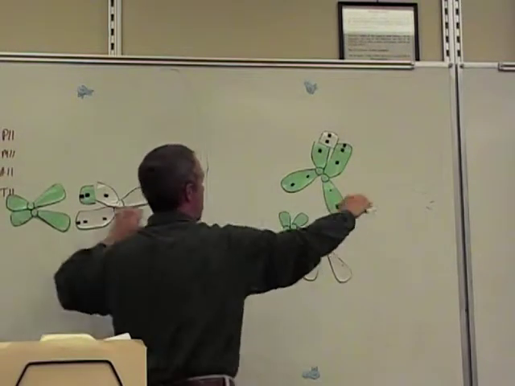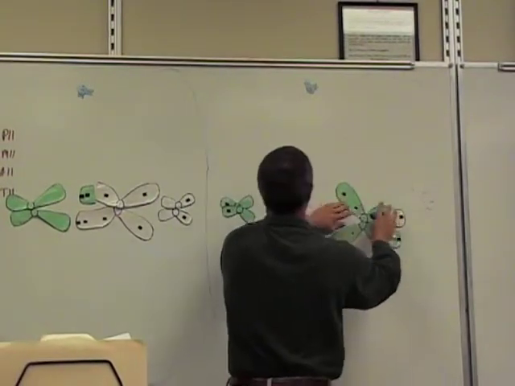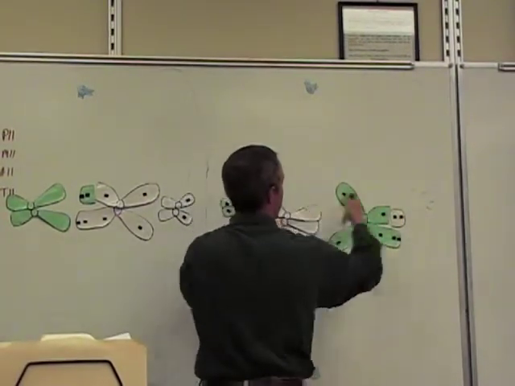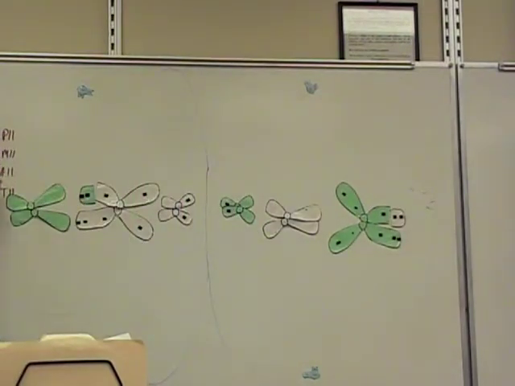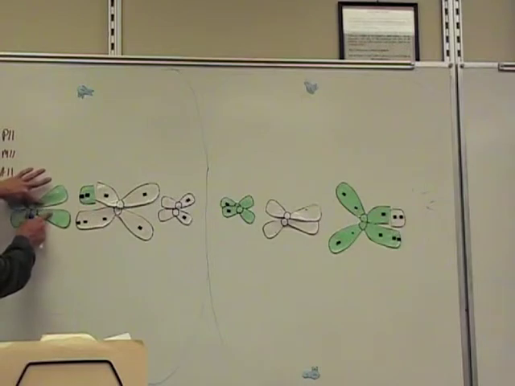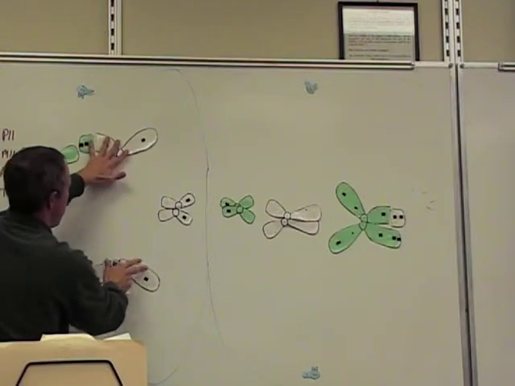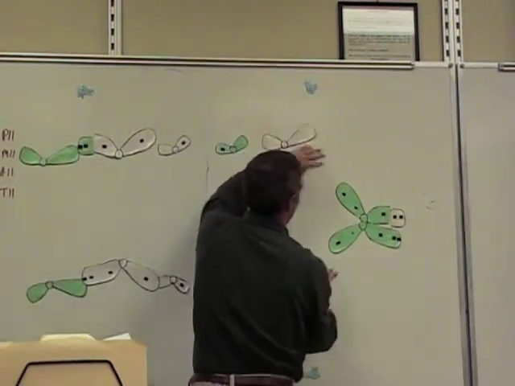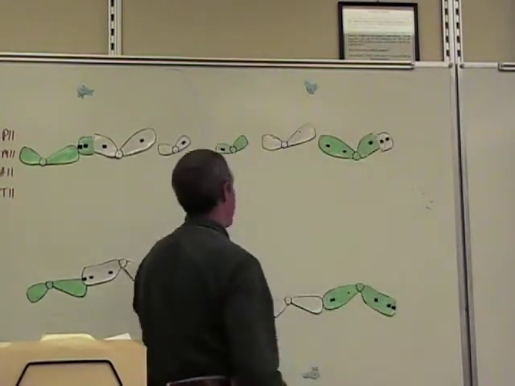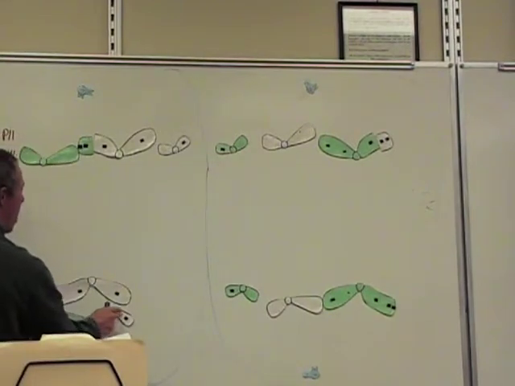And I like to do them crossways like this, because it's less confusing, but they could line up this way again and split that way. Anaphase two, they actually split at the centromere now, and now we have daughter chromosomes moving to opposite sides. Telophase two, they arrive at their opposite sides.